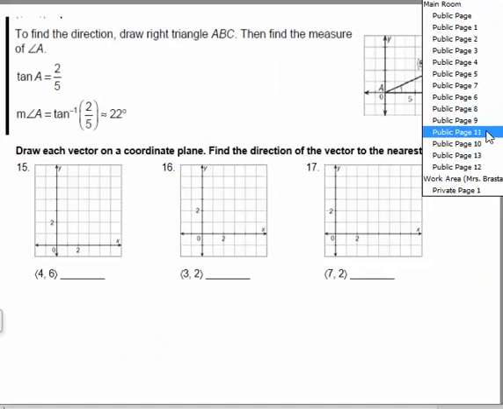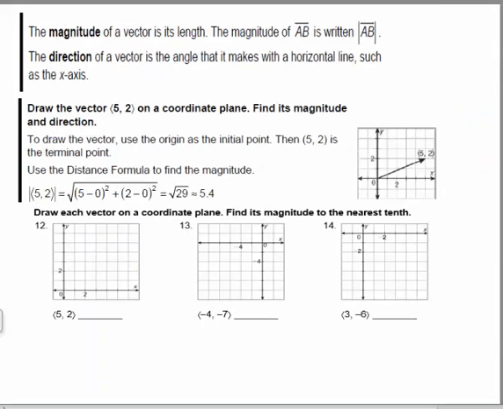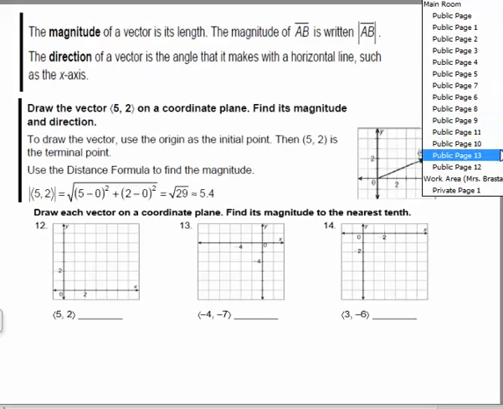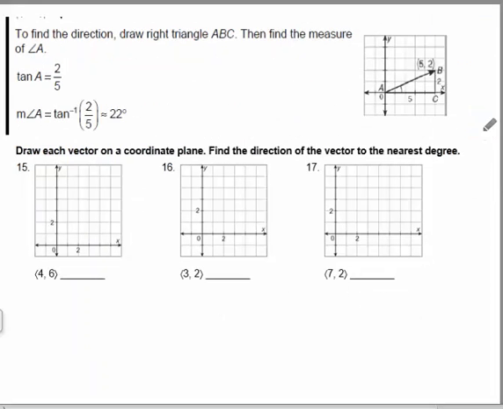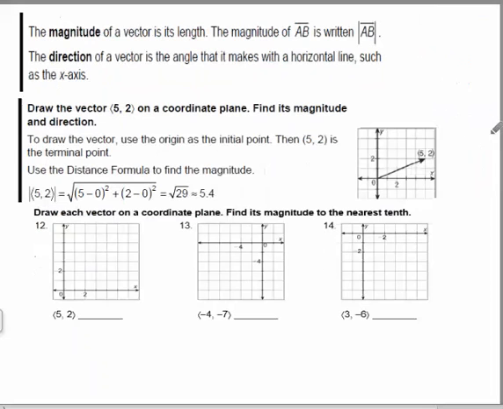I think I skipped that's 12, 13, 14. I think I just have them arranged in the wrong order. That's okay. On 12, 13, and 14, they ask you to draw the vector and then find its magnitude. So we need to know what magnitude is. Magnitude is the length of a vector. That's all it is. It's the length of the vector.